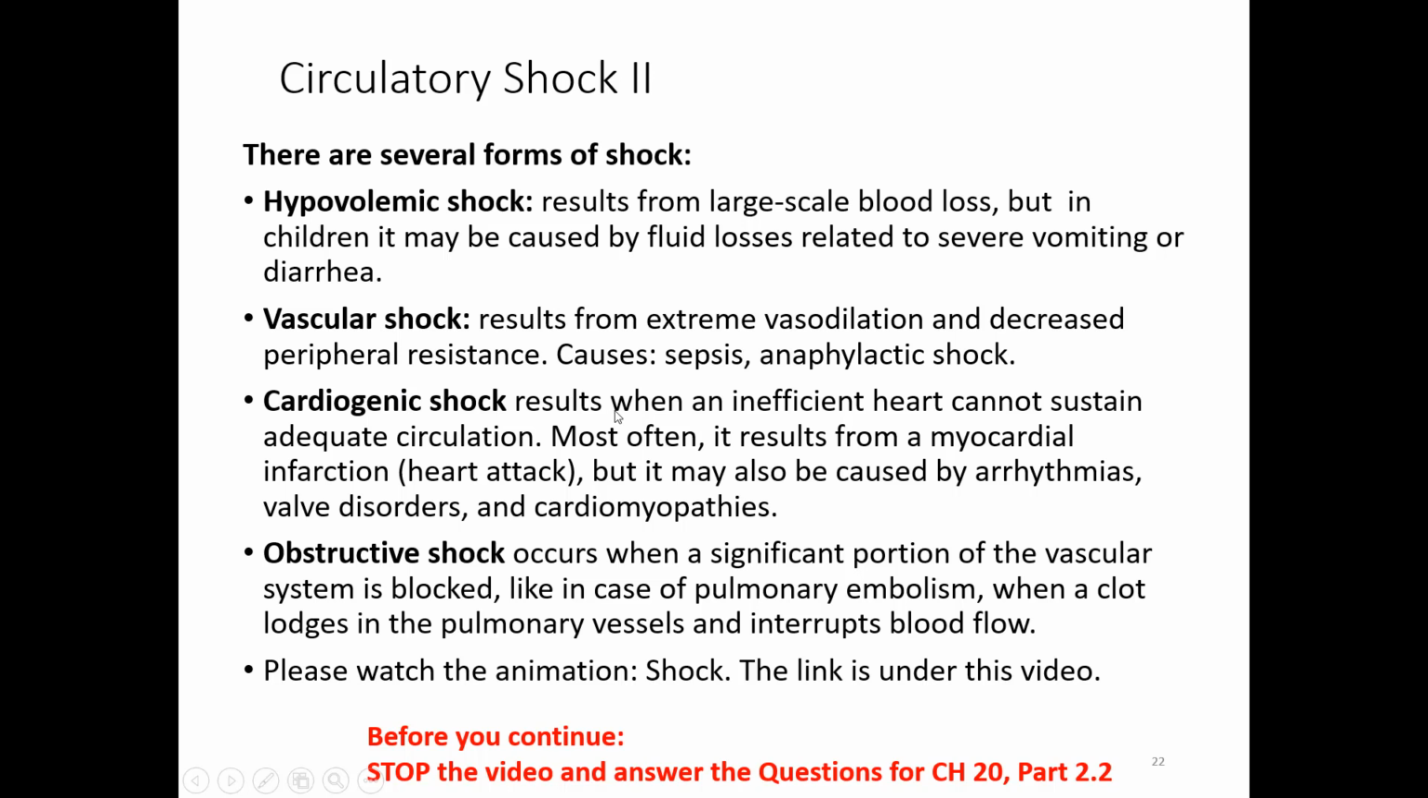Cardiogenic shock results when an insufficient heart cannot sustain adequate circulation. Usually it's a heart problem like heart attack, heart arrhythmias, disorders of the valves, or other heart conditions. Obstructive shock happens when a big portion of the vascular system is blocked. For example, pulmonary embolism, when a blood clot sets in the blood vessels inside of the lungs and interrupts the blood flow.